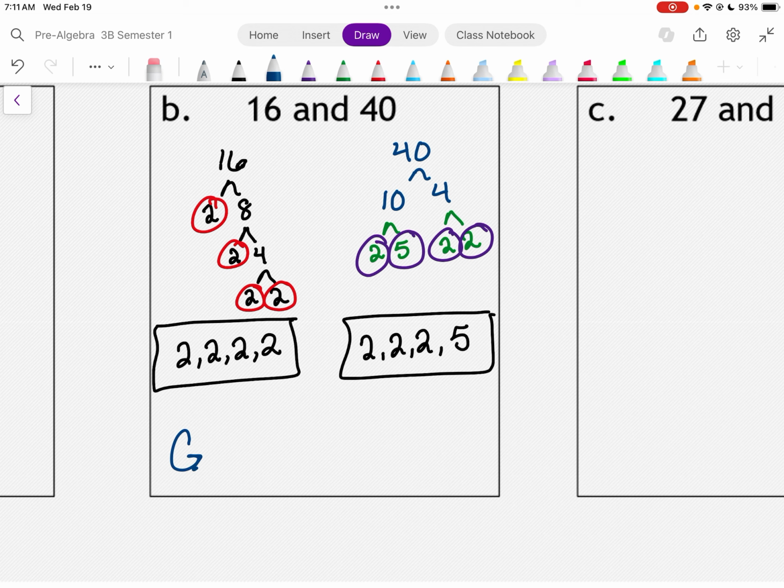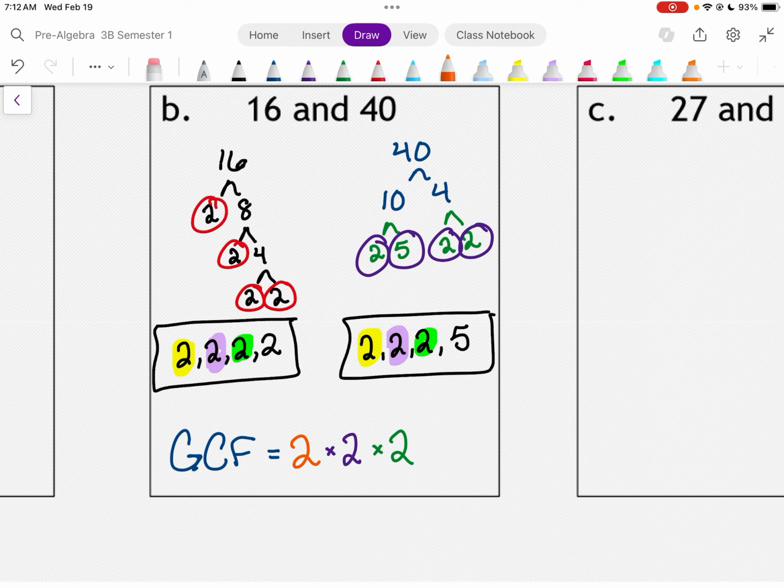Now we're going to find our GCF. For our GCF, we multiply together any common factor they have. So if we look, they have the first 2 in common, so I'm going to write that one down on the bottom. Then they have another 2 in common, so I'm going to write that one down. Remember, we are multiplying these. And still looking, there is another 2 that they have in common, so we're going to multiply by 2 again. And then that is all they have in common.